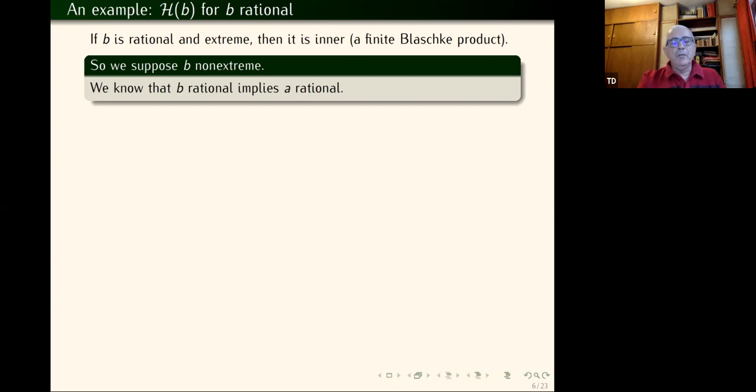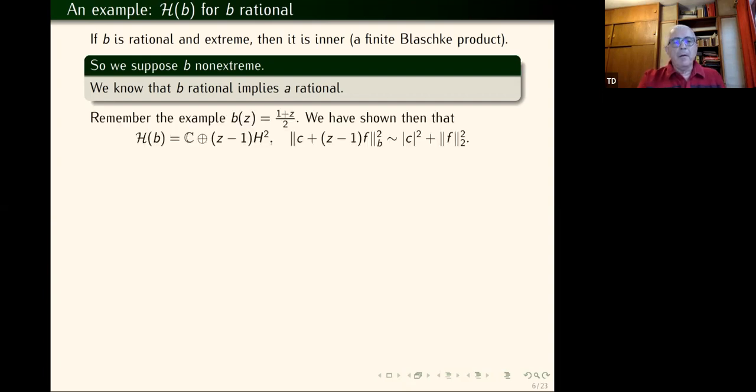Okay, what happens with H of B in this case? Remember the example I told you that keeps reappearing, (1 + z)/2. In that case, we had a concrete description of H of B. It was the constants, the complex numbers, direct sum with (z - 1)H², and the norm was the natural norm of the direct sum, but we had to take care that on the right-hand side we have to take the norm of f, not the norm of (z - 1)f.